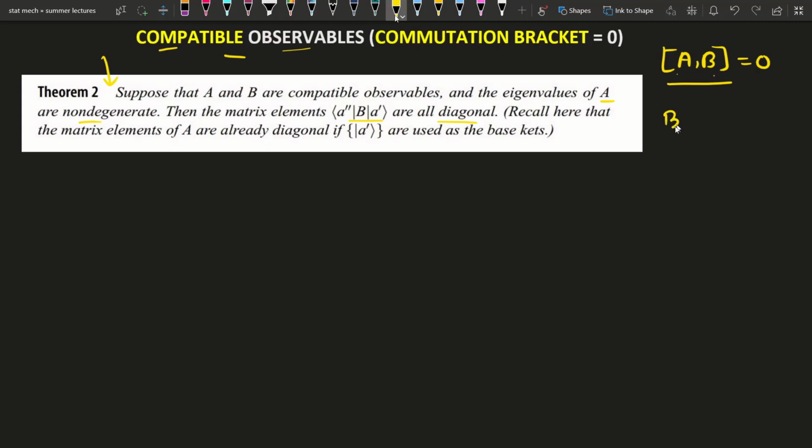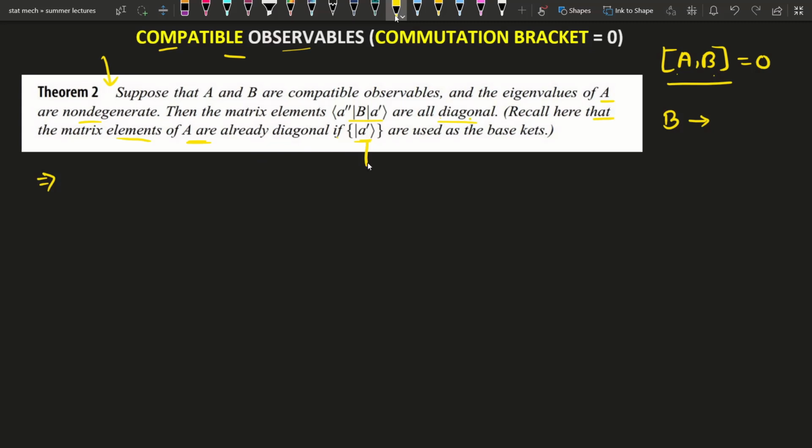That means the B matrix, right? In quantum mechanics, we always represent an operator with a matrix, right? So this matrix will always be diagonal, right? We have to prove that. And there is another statement, that the operator A is already diagonal if these A dash kets are used as basis kets. So what these things really mean, we'll discuss in this video.